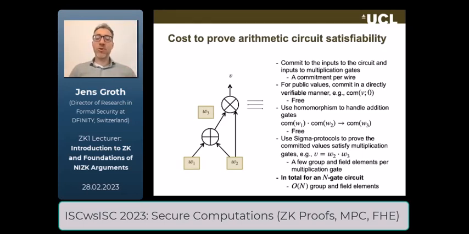So overall, if you have an N-gate circuit, then you can prove arithmetic circuit satisfiability with O of N group and field elements. Okay, so this shows, in general, for an NP-complete problem, that here is a sigma protocol that you can use to prove that this arithmetic circuit is satisfied.